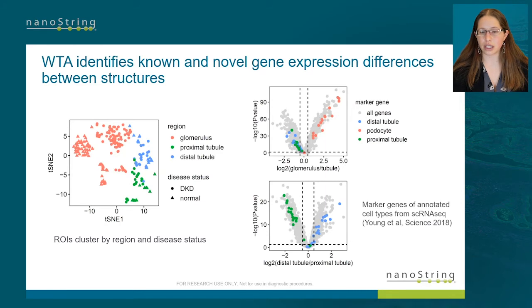The colored genes in these volcano plots are known marker genes for specific cell types that were identified by single-cell RNA-seq. So you can see, for example, that podocyte marker genes in pink here are highly upregulated in the glomerulus compared to the tubules, as you would expect. And the proximal tubule marker genes are highly differentially expressed in the proximal tubules, and the distal tubule marker genes are highly differentially expressed in the distal tubules. So that's great. We show that we can recapitulate this known biology of the kidney. But we also identify many thousands of differentially expressed genes, some of which are novel.